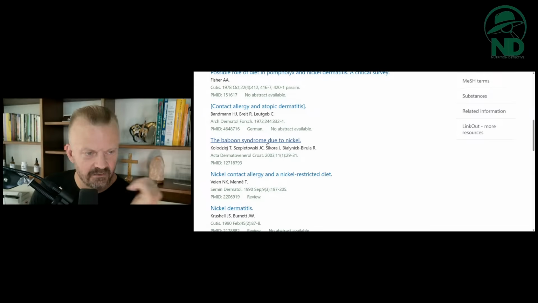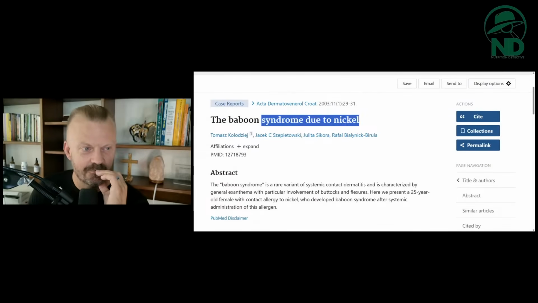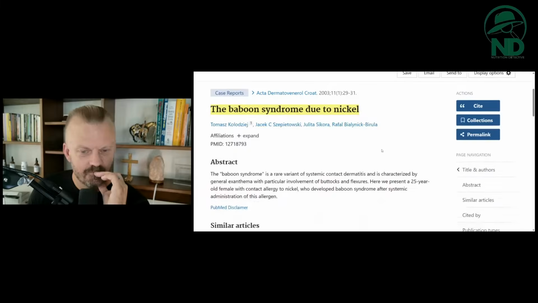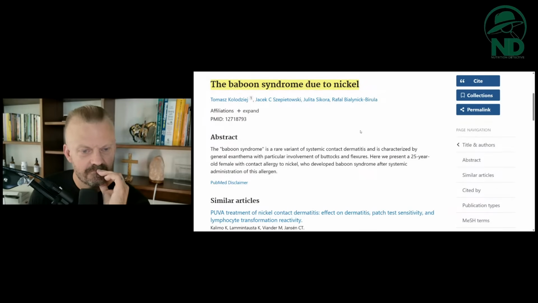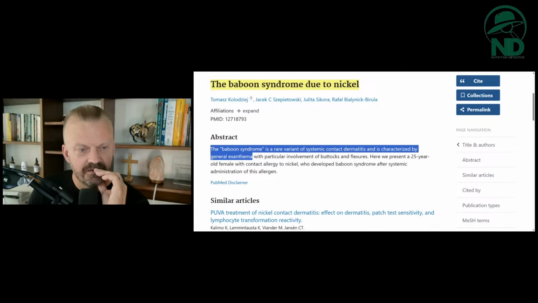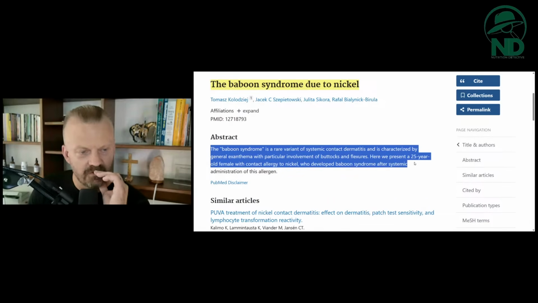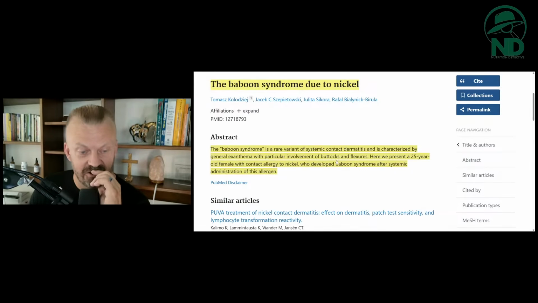Oh wow! I got the baboon syndrome due to nickel. I just got to look this up. The baboon syndrome. Don't get the baboon syndrome. The baboon syndrome is a rare variant of systemic contact dermatitis and is characterized by general exanthema with particular involvement of buttocks and flexures. Here we present a 25-year-old female with contact allergy to nickel who developed baboon syndrome after systemic administration of this allergen. She had systemic administration of nickel?